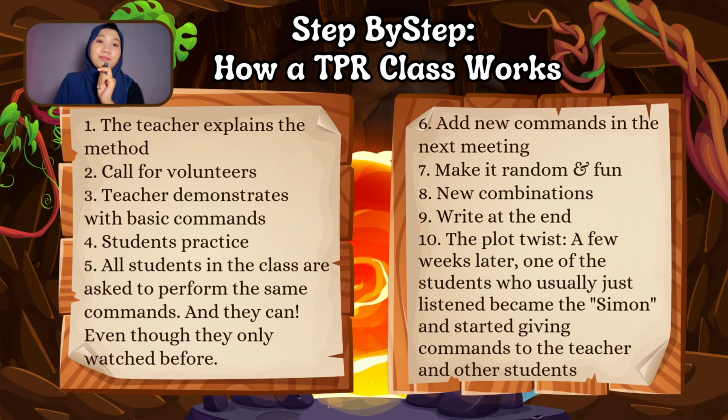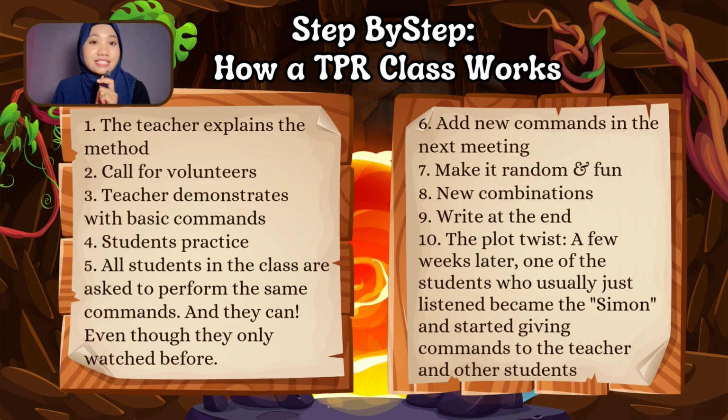Okay, for the next, here is step by step how a TPR class works. The first is the teacher explains the method. And then number 2, call for volunteers. Number 3, the teacher demonstrates with basic commands. Number 4, students practice. Number 5, the whole class joins in. All students in the class are asked to perform the same commands, and they can, even though they only watched before. Number 6, add new commands in the next meeting. Number 7, make it random and fun. Number 8, make a new combination. Number 9, write at the end. And number 10 is the last.